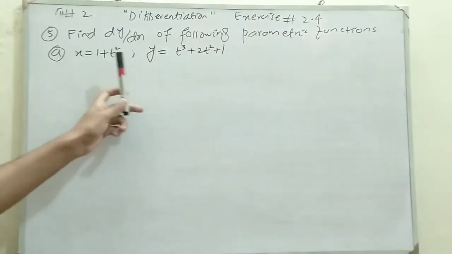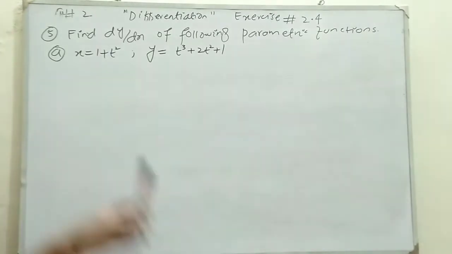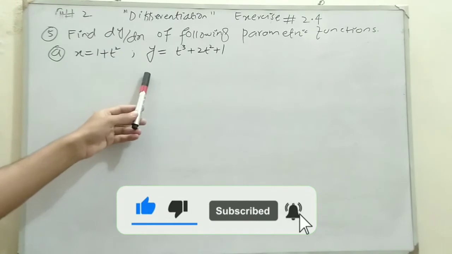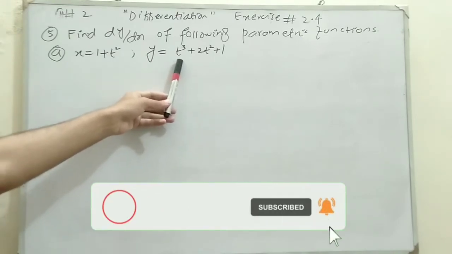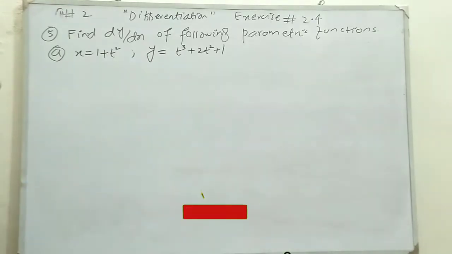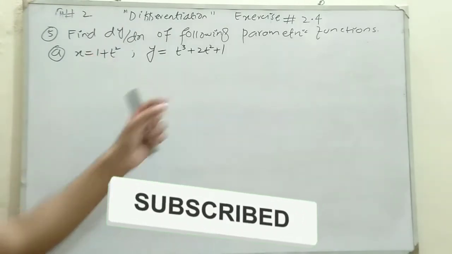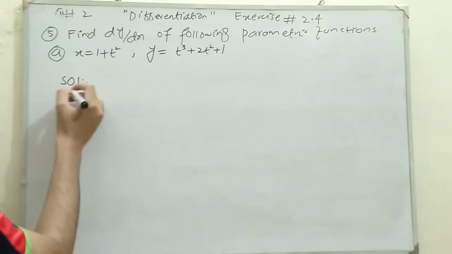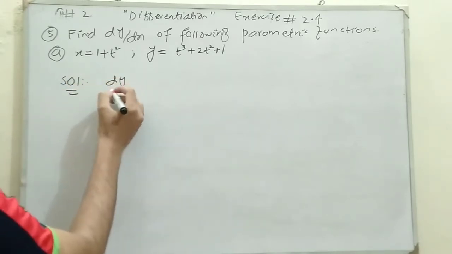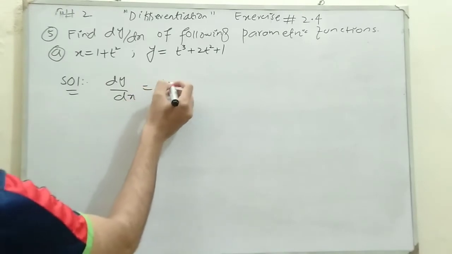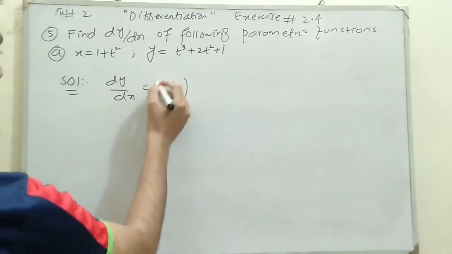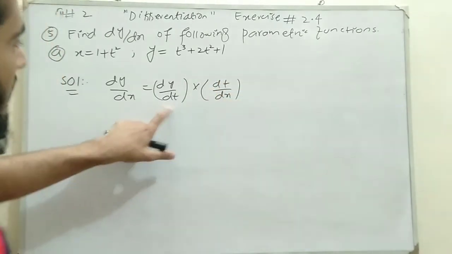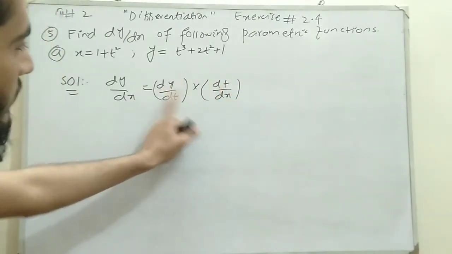It tells us to find dy by dx of the following parametric functions. Part A: a function is given, x equals 1 plus t square, and a second function is given, y equals t cube plus 2t square plus 1. How can we find dy by dx for these two functions? Remember, we can find dy by dx by using the chain rule. The chain rule tells us that dy by dx is equal to dy by dt multiplied by dt by dx. Because this dt will cancel out with this dt, we are again left with dy by dx.